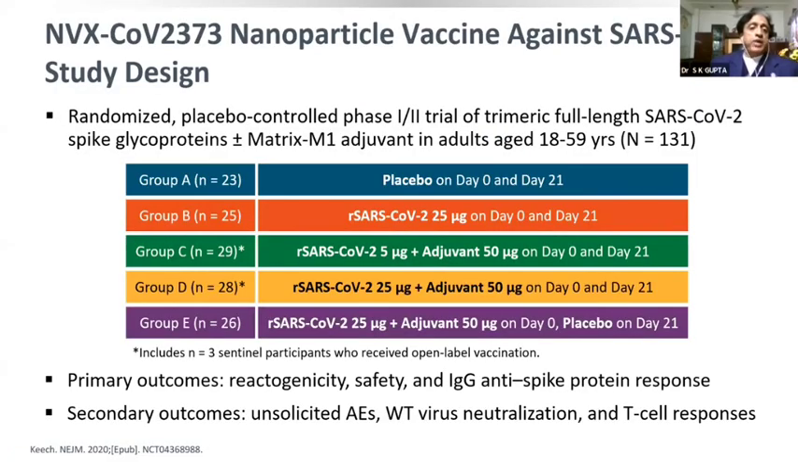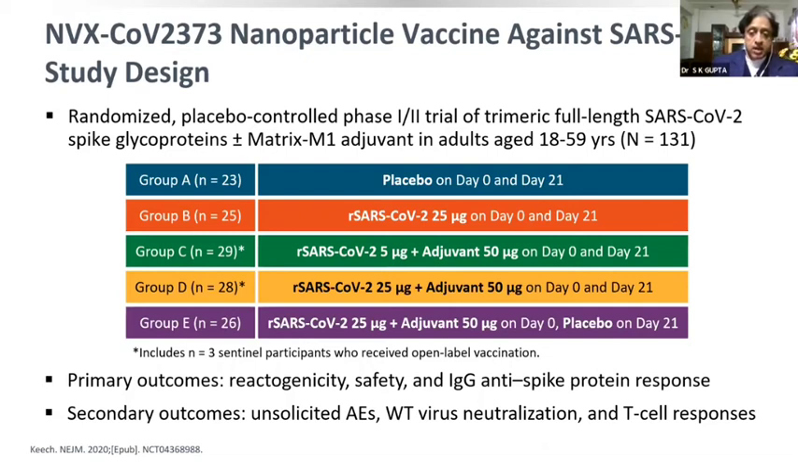Now we come to the Novavax vaccine. It is a nanoparticle vaccine, as I said, where part of the spike protein can be used to mount the antibody response. Novavax is basically an American company, which has collaborated with the Serum Institute of India for mass production of its vaccine. And we are likely to produce around 500 million doses of the vaccine by mid 2021.